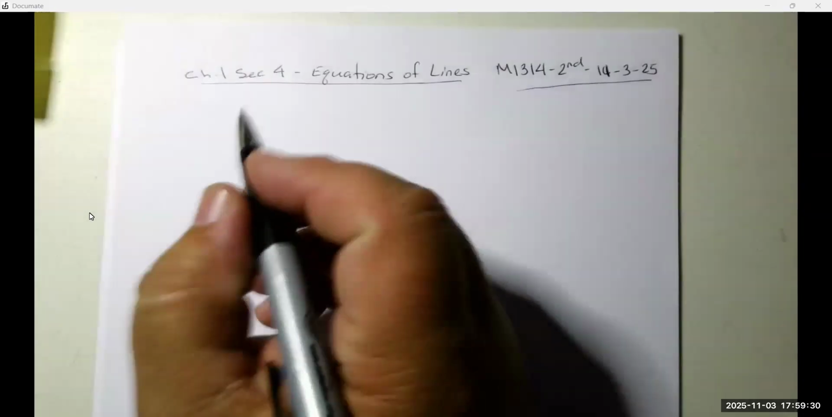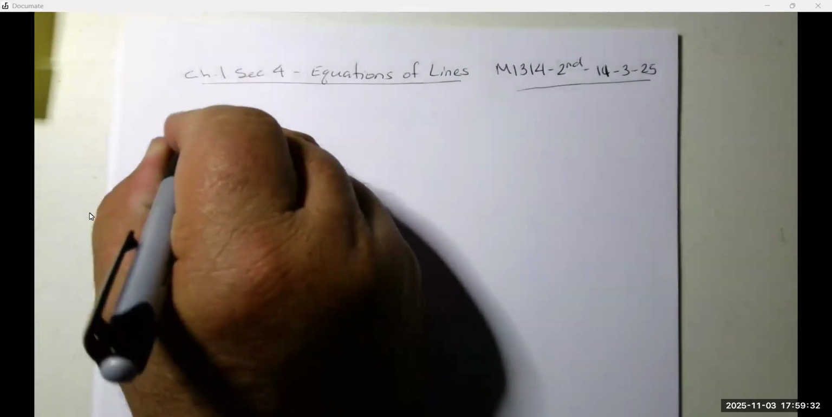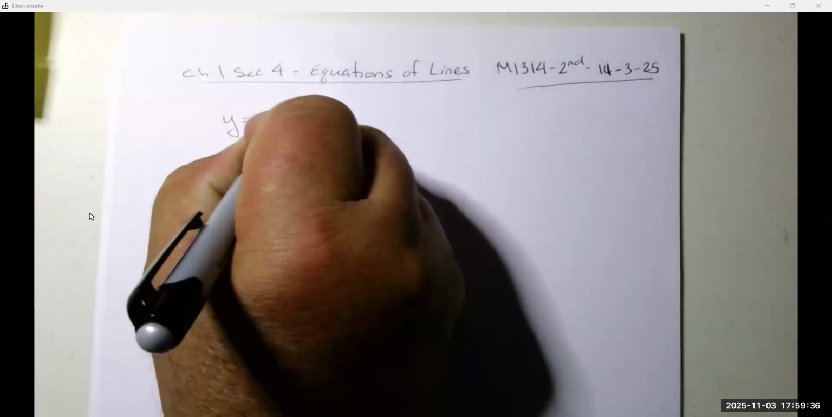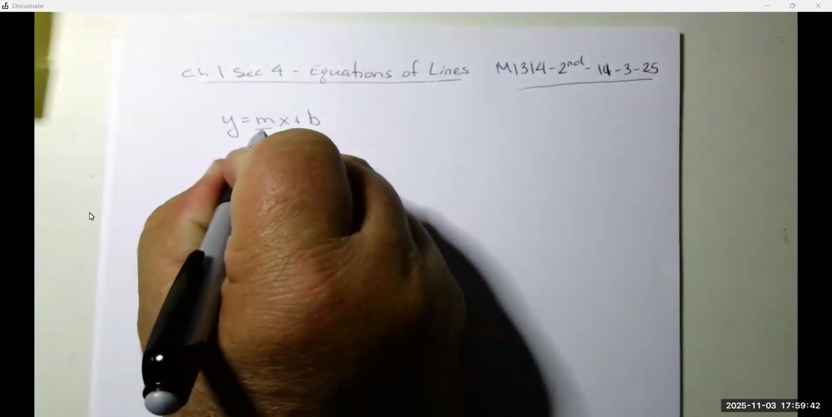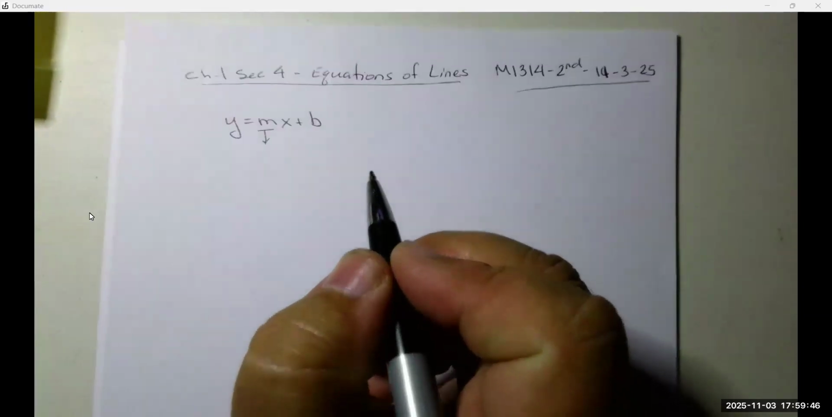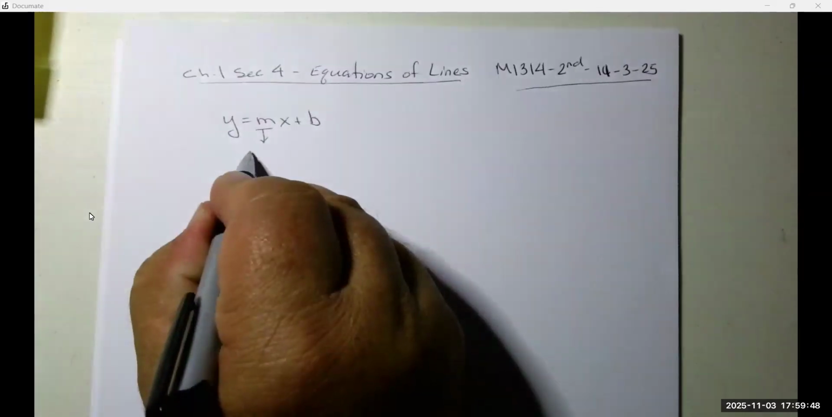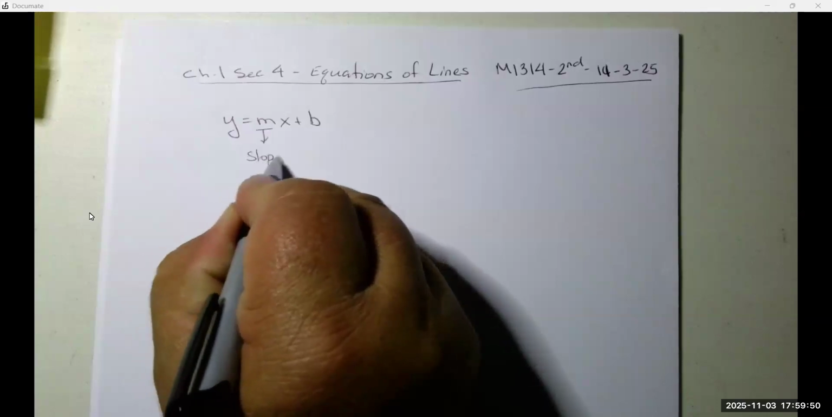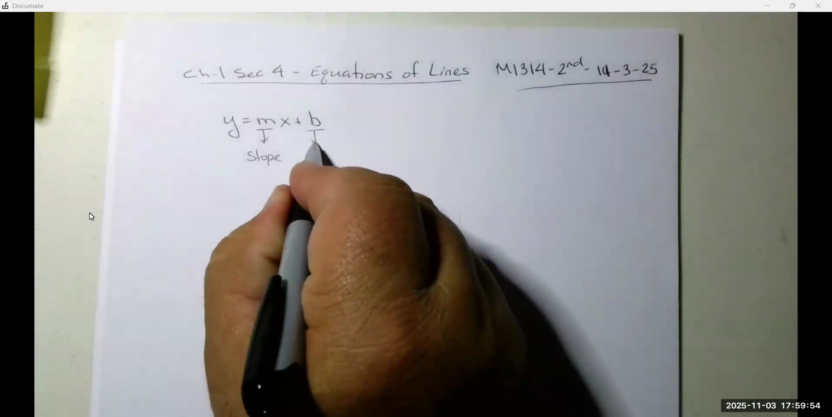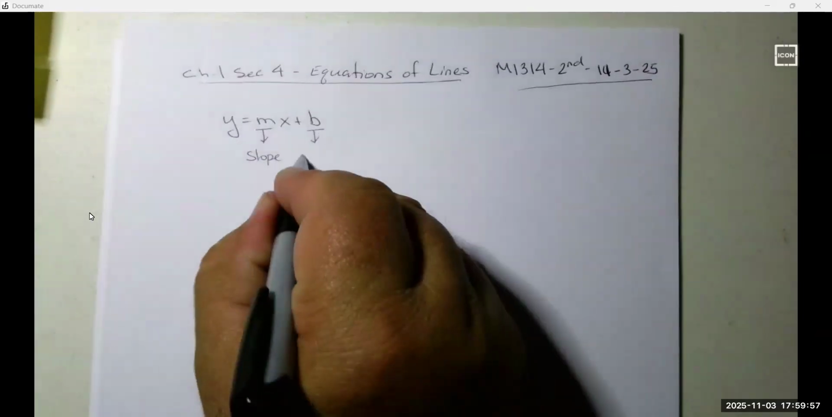All right, so the first one we're going to look at is this equation. Remember what M stood for? Is that slope? Very good. That's the slope. And what does B stand for? Y-intercept? Excellent.